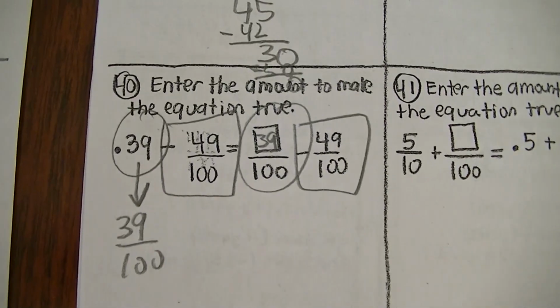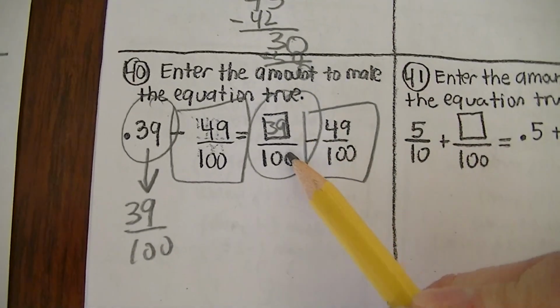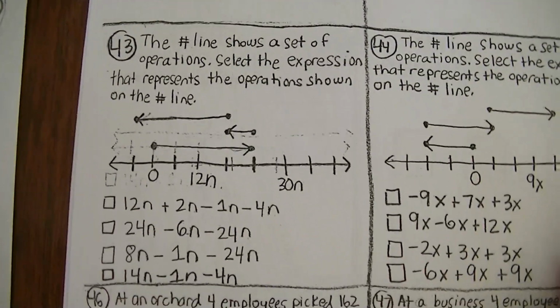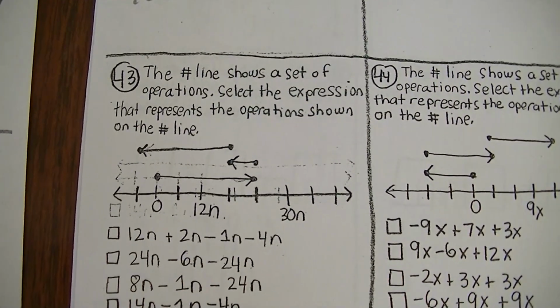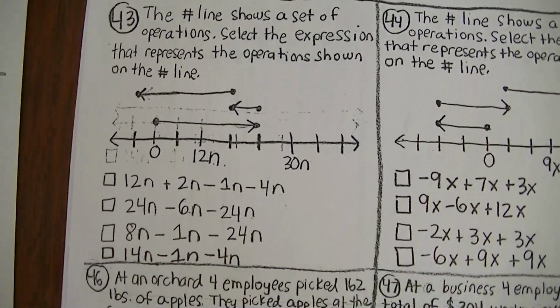Not 0.39, 39, because it's 39 hundredths. 43. The number line shows a set of operations. Select the expression that represents the operation shown on the number line.